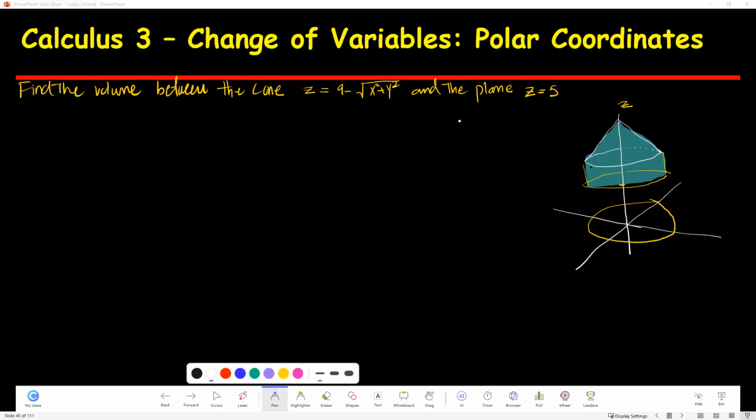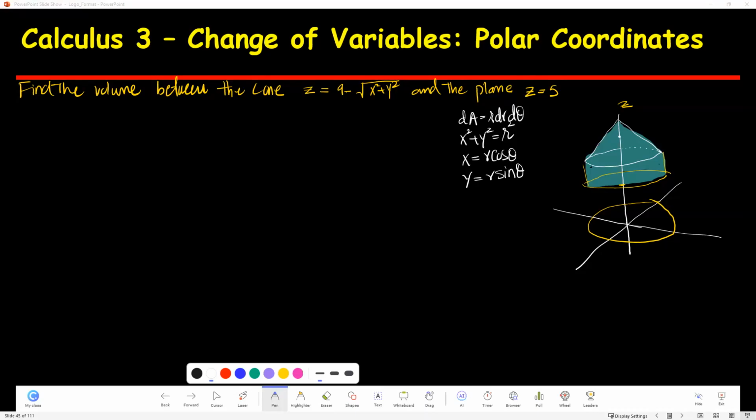We all know dA equals to r dr d theta. We also know x squared plus y squared equals to r squared. We also know x equals to r cos theta. We also know y equals to r sine theta. Okay.